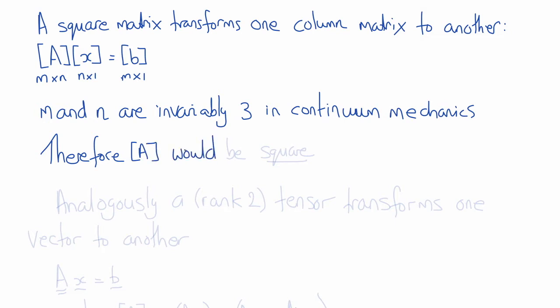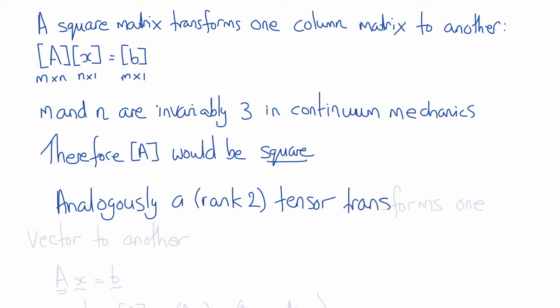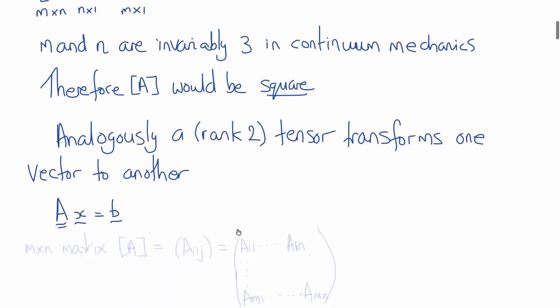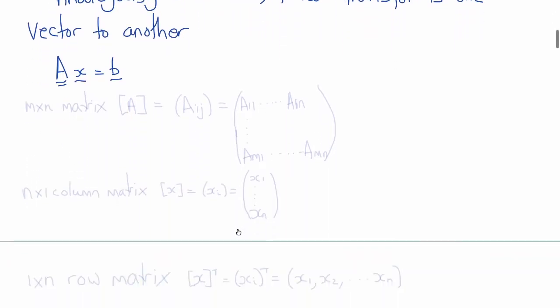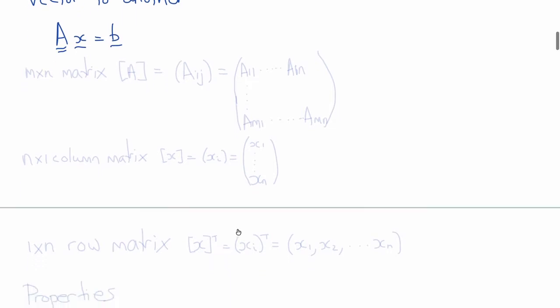In other words, the matrix A could take the components of one vector and give you the components of another vector. So analogously, a rank 2 tensor transforms one vector to another vector. So this is another way of telling us that the tensor A is the tensor that maps vector X to vector B, or that the tensor A is defined by two vectors, X and B.